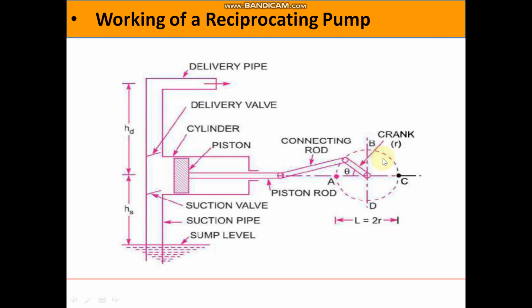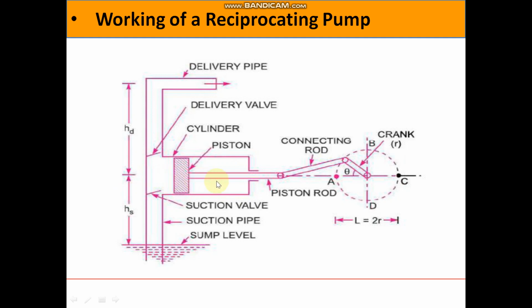When crank takes the power from prime mover, the crank rotates. Due to the popular mechanical linkages like connecting rod and piston rod, the rotary motion of the crank is converted into a reciprocating motion of the piston. When crank moves from A to C, then piston moves towards right.